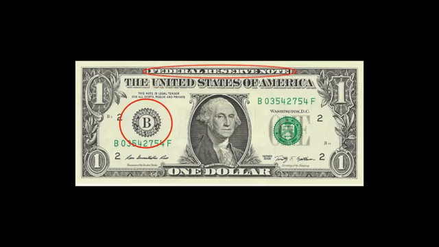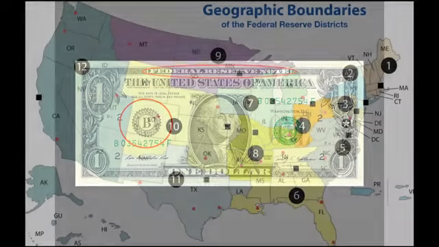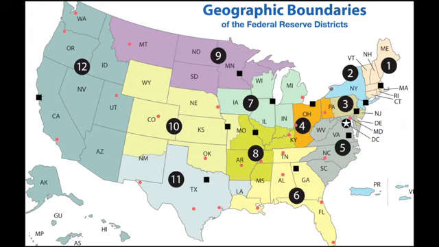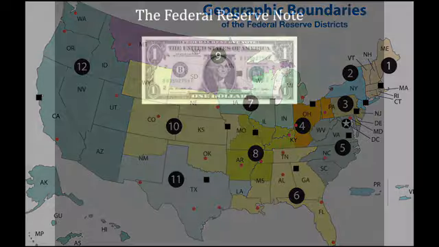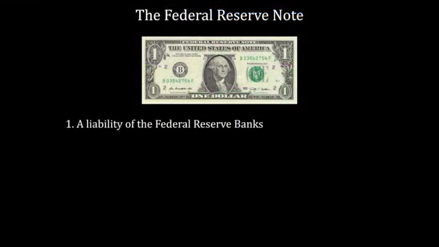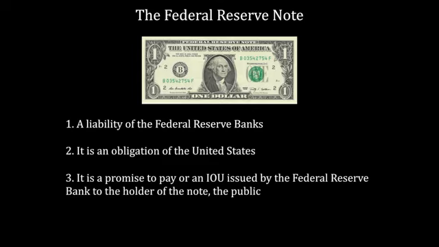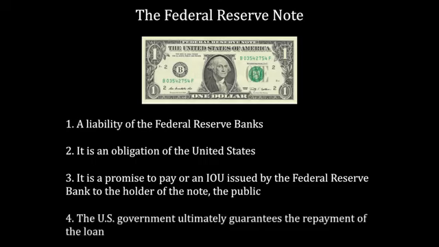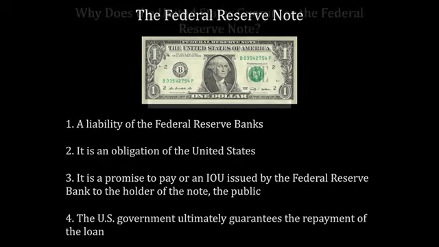This means that it is issued by the Federal Reserve Banks of the United States. These are the regional banks of the Federal Reserve System, the central banking system of the United States. The fact that the dollar is a note means that it is really a liability of the Federal Reserve Banks and an obligation of the United States. This means that a dollar note is a promise to pay or an IOU issued by the Federal Reserve Bank to the holder of the note, the public. The U.S. government ultimately guarantees the repayment of the loan.